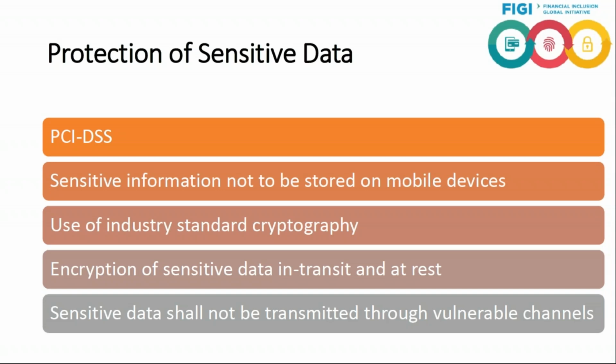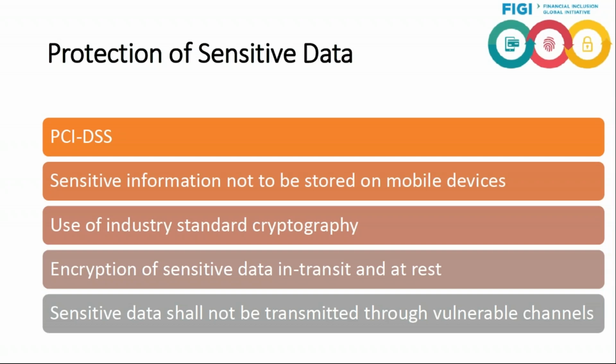Then we are requiring that sensitive information like passwords or PINs cannot be stored on the mobile devices. We are requiring the regulated entities to use industry standard cryptography and encryption, as we learned that a lot of cipher suites are no longer compatible with new technologies like AES. They are no longer recommended. So the developer should know what cryptographic standards they are using in those apps. And then encryption of the sensitive data in transit and at rest.